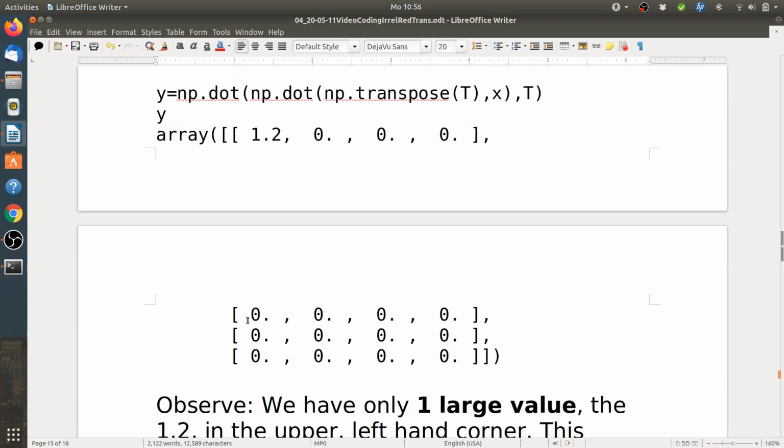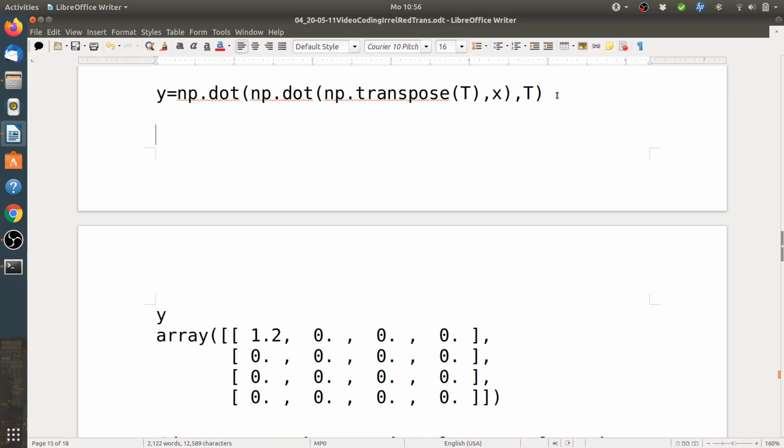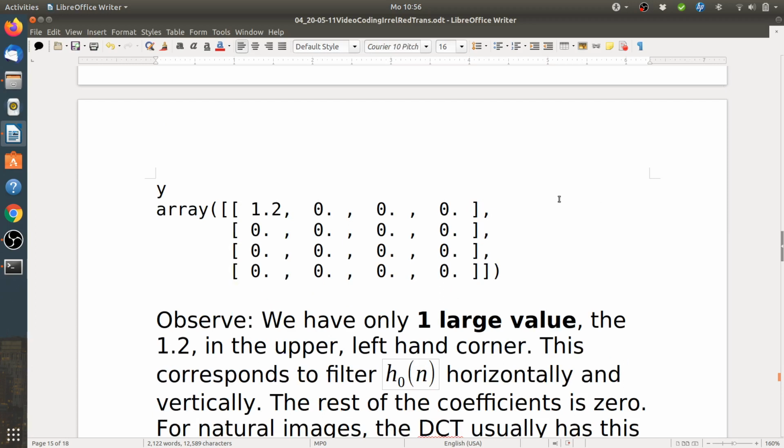And this is the result, and this is kind of an interesting result because it contains all zeros except the value in the upper left hand corner. Maybe we can bring it on one side, so you can more easily see it.